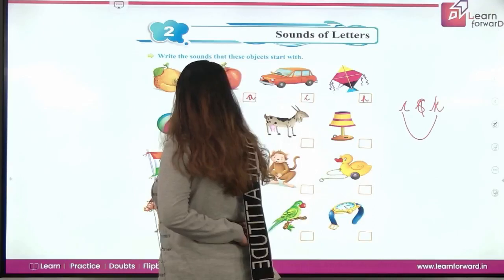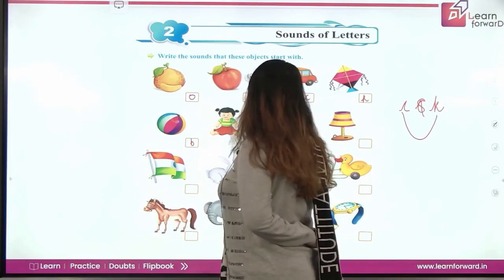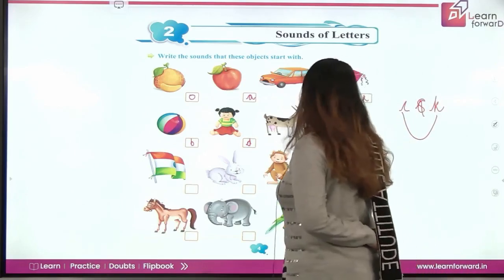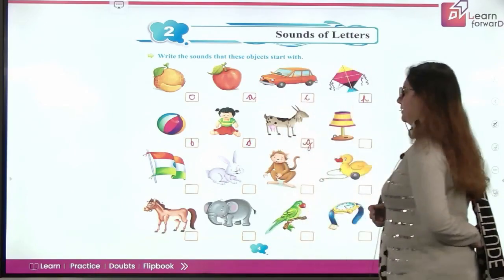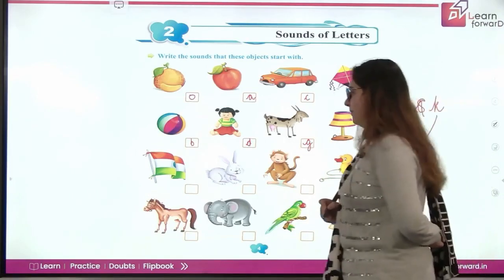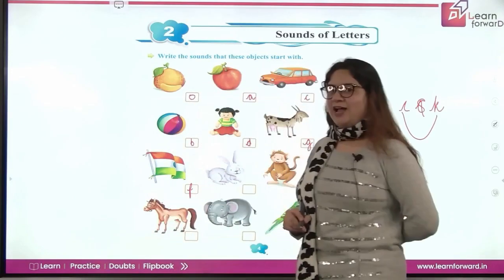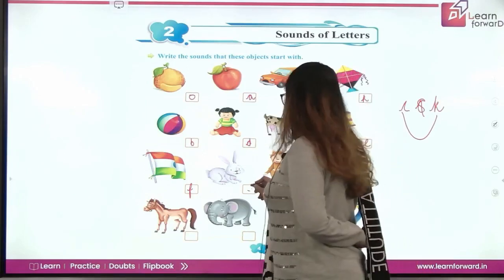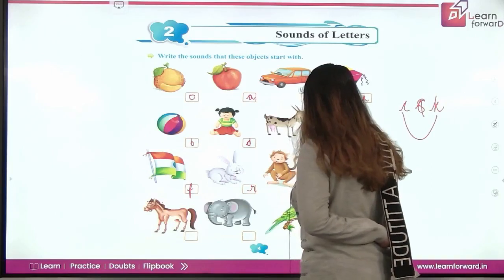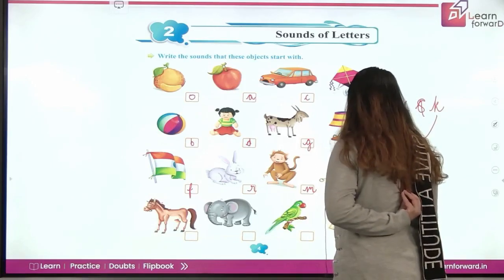B. Then we have doll. D. Then we have goat. G. Very good. Then we have lamp. L. Then we have flag. F. Very good. Then we have rabbit. R. Very good. Then we have monkey. M. Then we have toy. T.